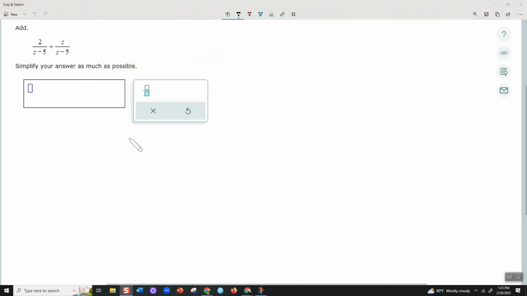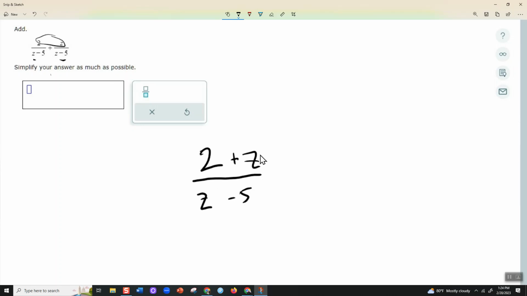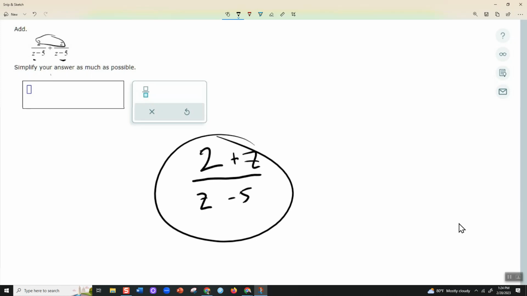Okay, we're at a full-fledged addition problem. We're going to be adding two rationals, or basically fancy fractions. These have exactly the same denominator, so it's not going to be real difficult. If the denominators are the same, just add the numerators and keep the denominator. So 2 plus z. And we just put it under one denominator instead of two. And we're done. Hopefully that's pretty straightforward.